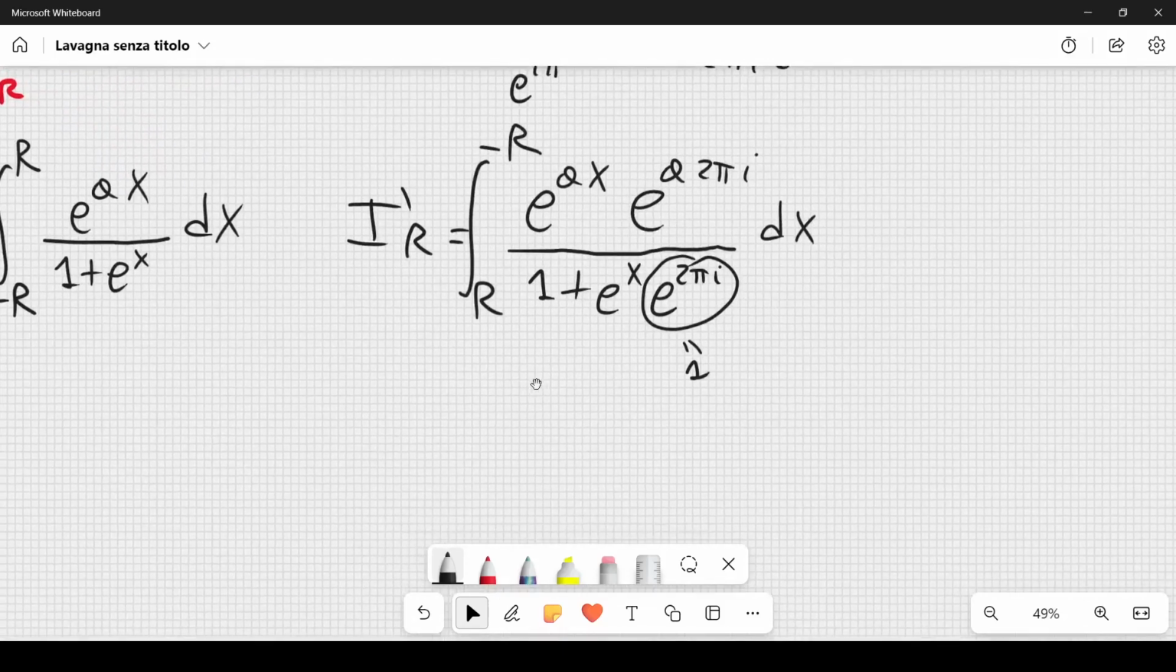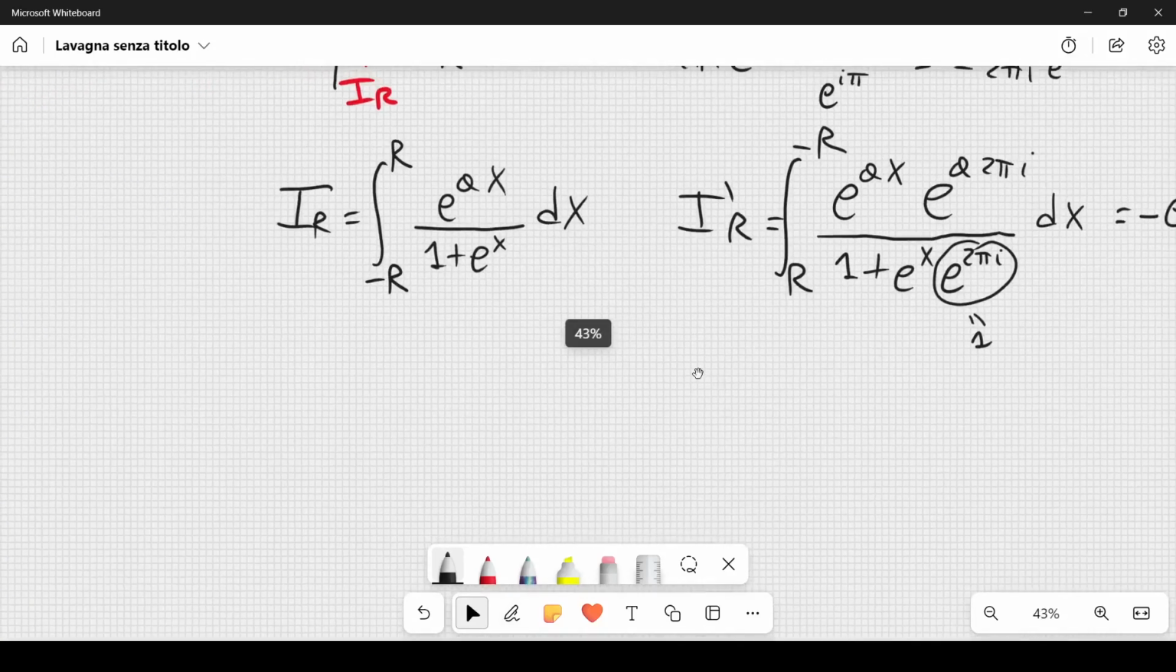So if you change the order of integration, so if you want to go from minus R to capital R, here you have a minus sign. Then you can put this e to the a 2πi out of the integral, and then you are left with I sub R. So I prime R is proportional to I sub R in this fashion.